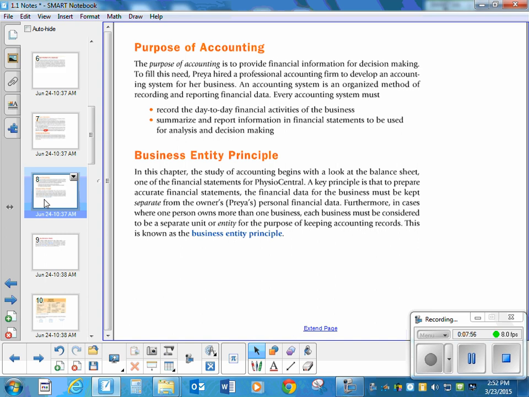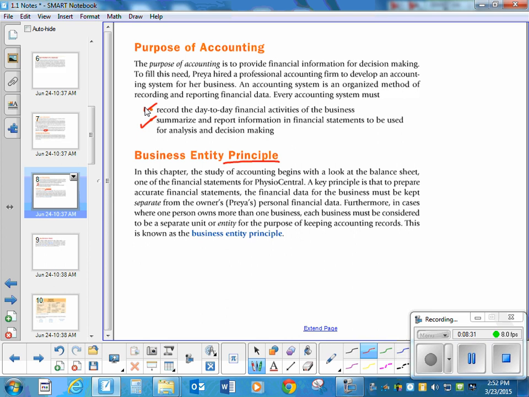Okay, so there's two main purposes of accounting. You want to always record the day-to-day financial activities of your business because you need to have a paper trail. And the second thing is you want to be able to, at the end of the year or the end of the month or the end of the day, summarize and report how your business is doing. If you don't analyze or make decisions based on those numbers, your business is probably not going to do very well. Throughout the textbook, you'll hear a few principles.